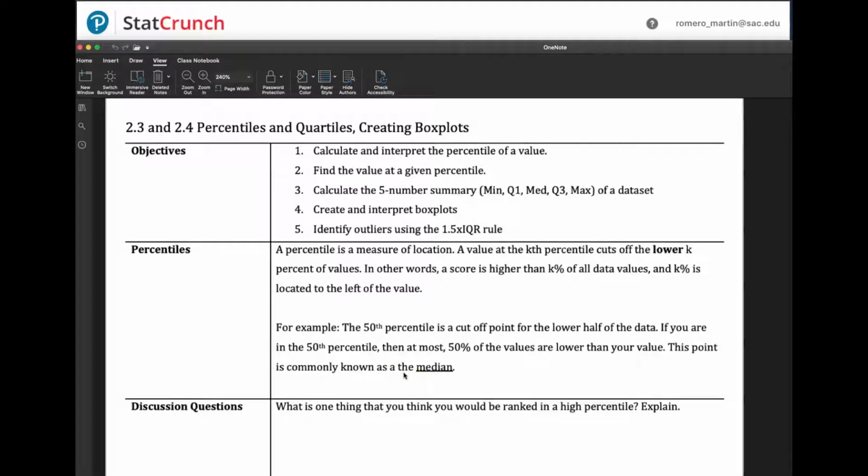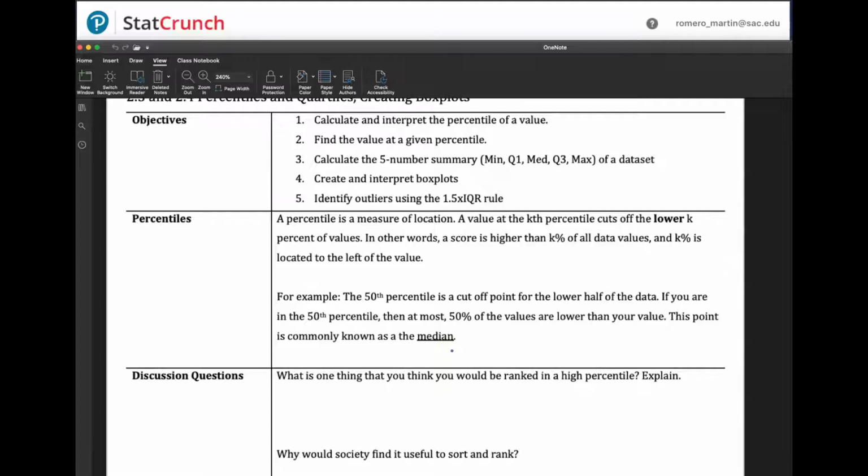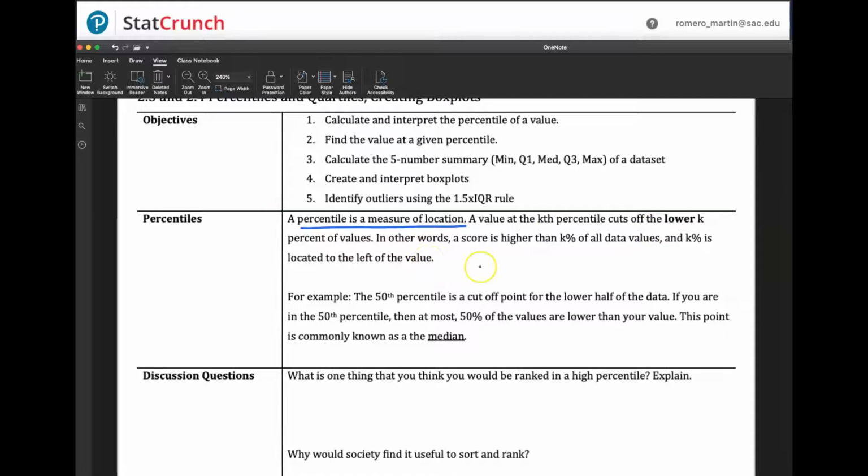Let's look at sections 2.3 and 2.4. We introduced percentiles. And so percentiles, as you can read here, are a measure of location. We see that we're looking at a percent of values below another value. And so the value at the kth percentile cuts off the lower k percent of values.